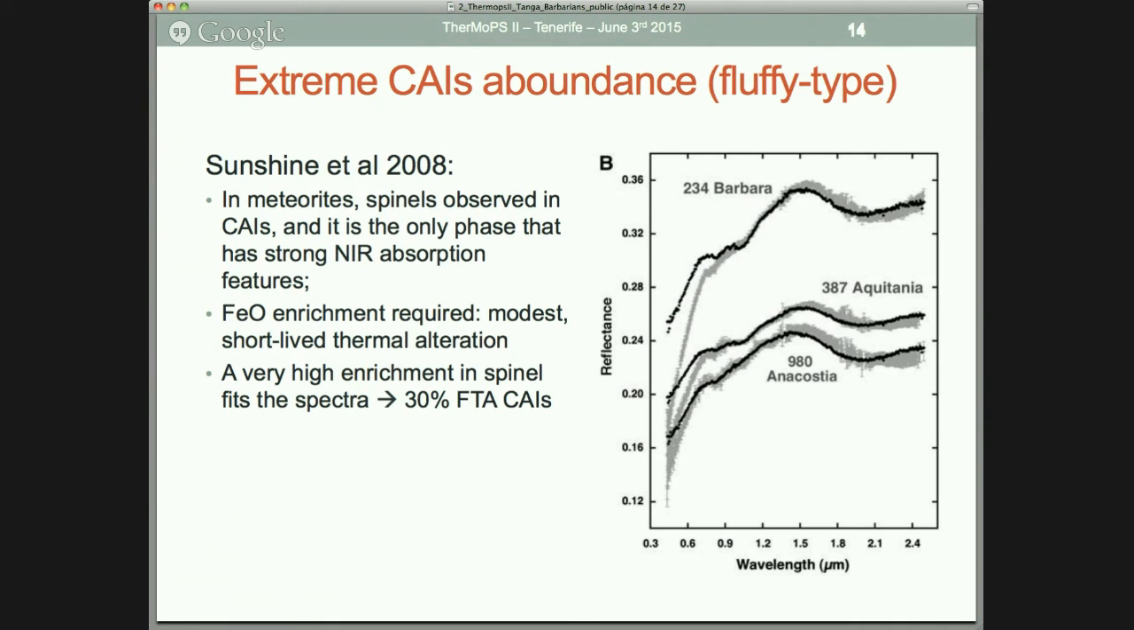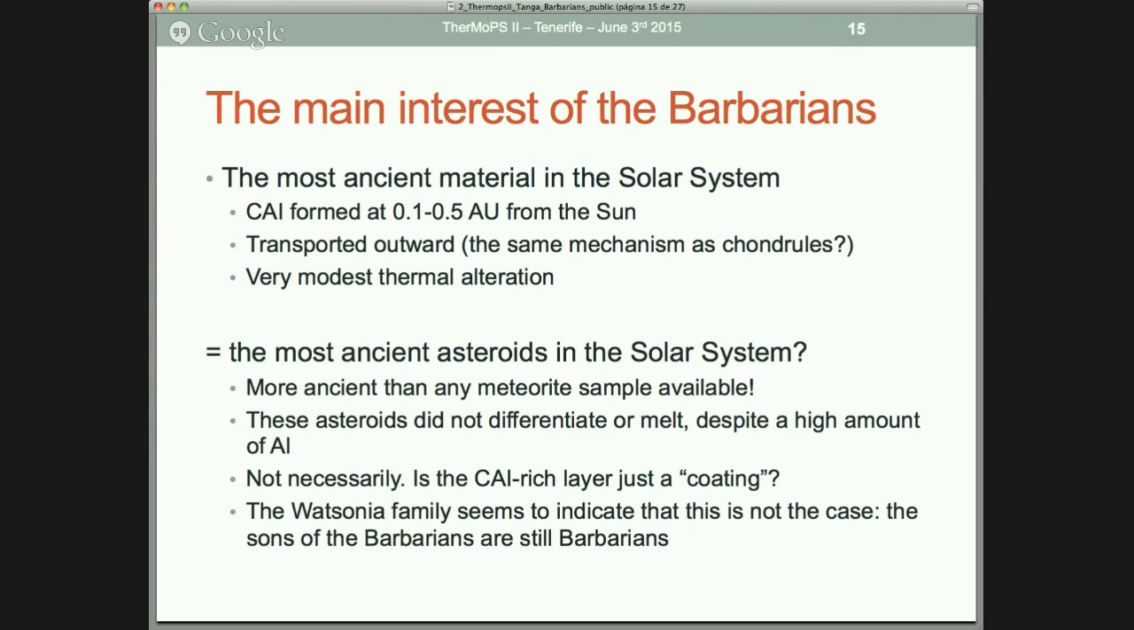So it's quite exciting. The idea is that when we look at barbarians, we could be looking at objects that incorporate the largest amount ever found of very primitive material. So CAIs that formed very close to the Sun, transported outward along with the chondrules that we can find in the same meteorites, with very modest thermal alteration, just a little bit, for a short time. All that is needed to transfer some iron into the spinel. Nobody knows exactly how this works, however.